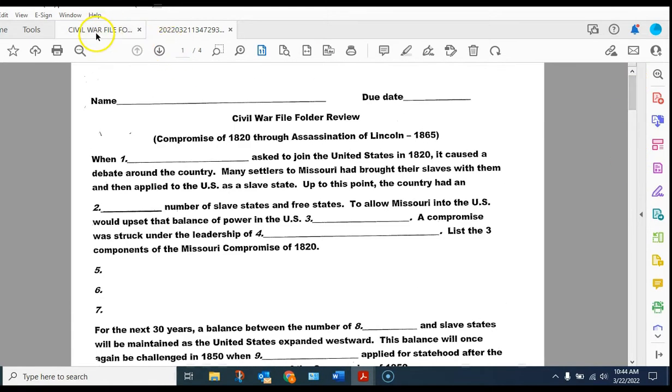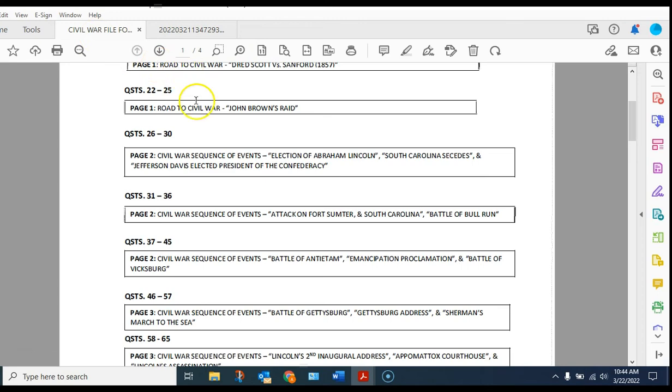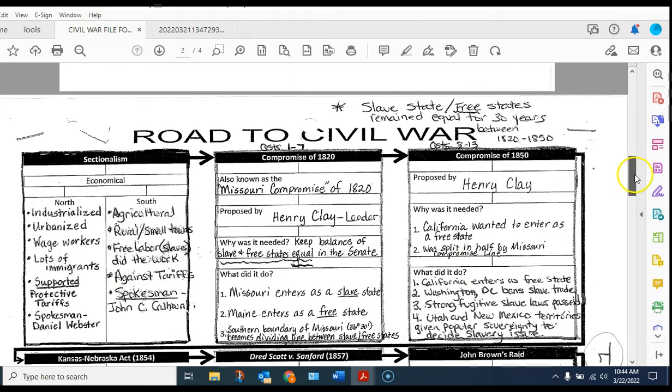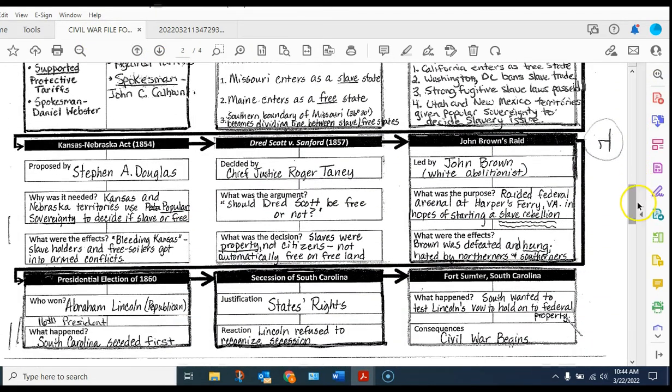So you will go over here. And again, questions 22 through 25. Scroll down to page 1, and you'll use the information right here in this box, John Brown's Raid.